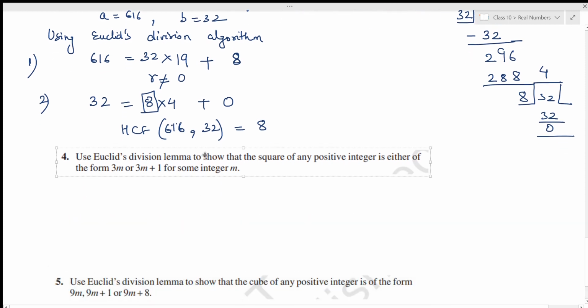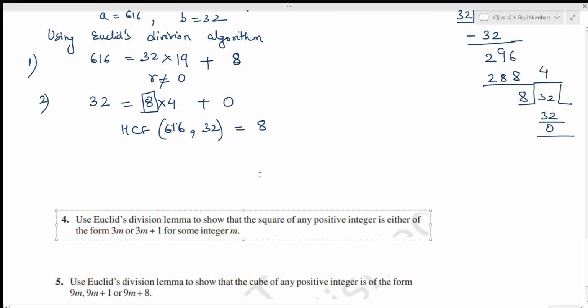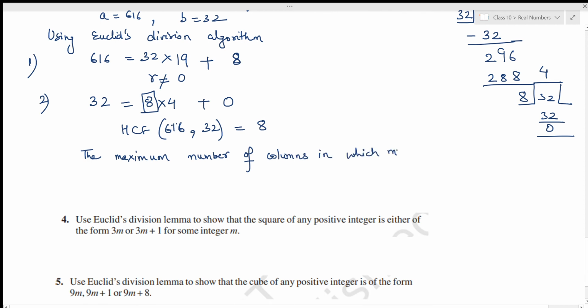Let's write the answer statement because writing the answer statement is important. So the maximum number of columns in which members can march is 8. That is done. Now let's do the next question.